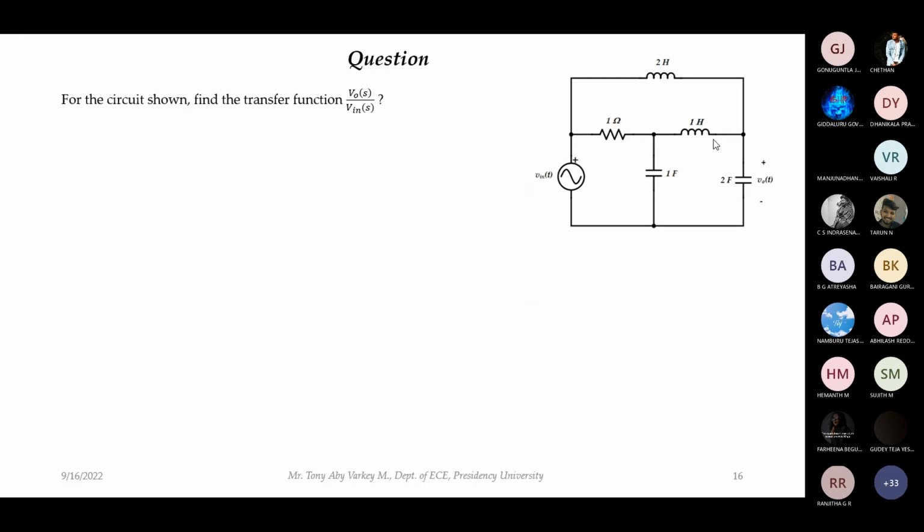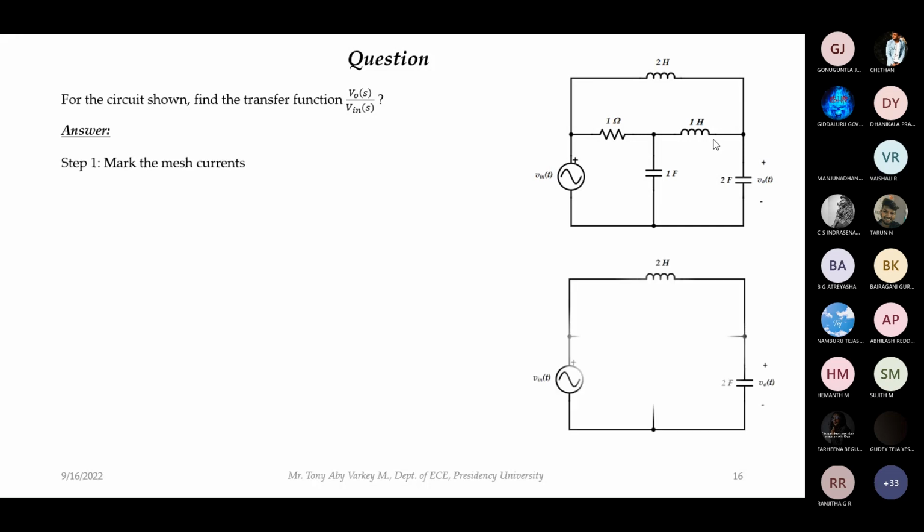15 minutes is there, we can finish. Here values are given. The question is to find the transfer function V output of S by V input of S. How many meshes are here? 3 meshes. First I'll mark the mesh currents. Which you want to take as I1, I2 and I3 is left to you.